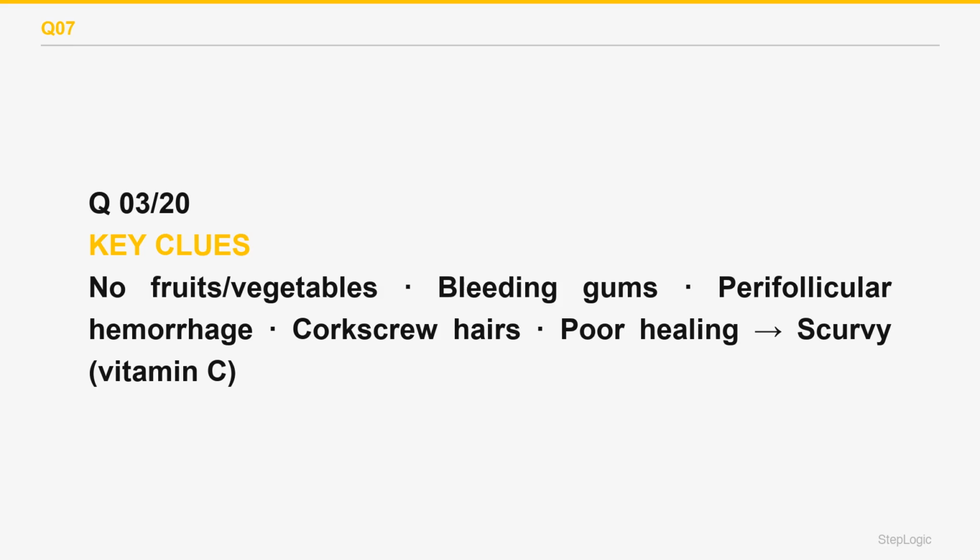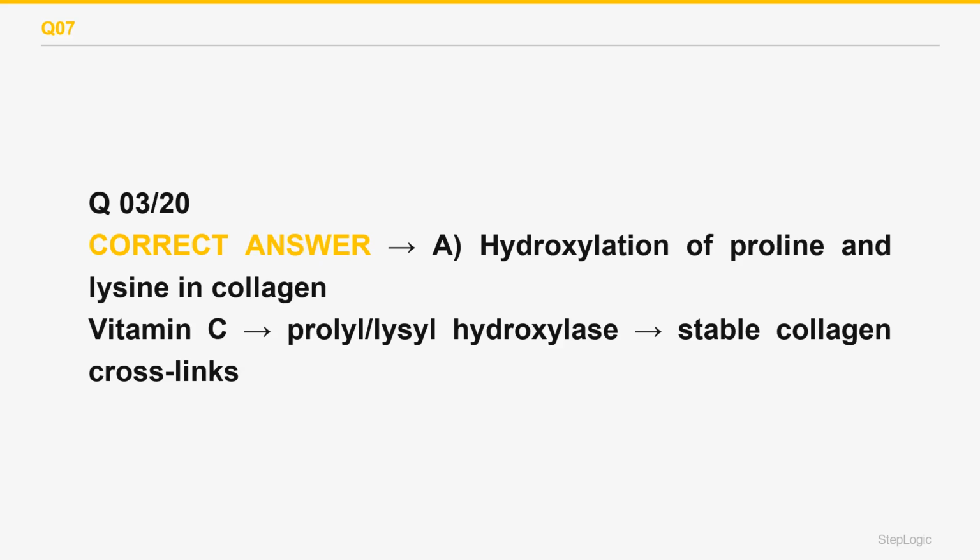Because collagen is the structural protein of blood vessel walls, gums, skin, and connective tissue, the deficiency causes fragile vessels, bleeding gums, perifollicular hemorrhages, easy bruising, plus poor wound healing and the corkscrew hairs. The correct answer is A. The defective collagen explains every finding in scurvy through the lens of weak connective tissue.